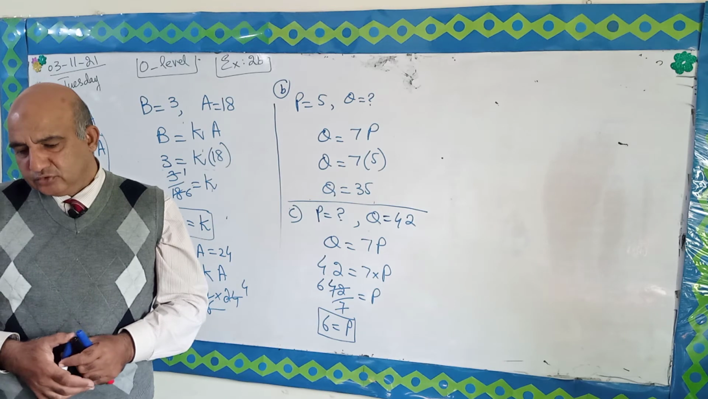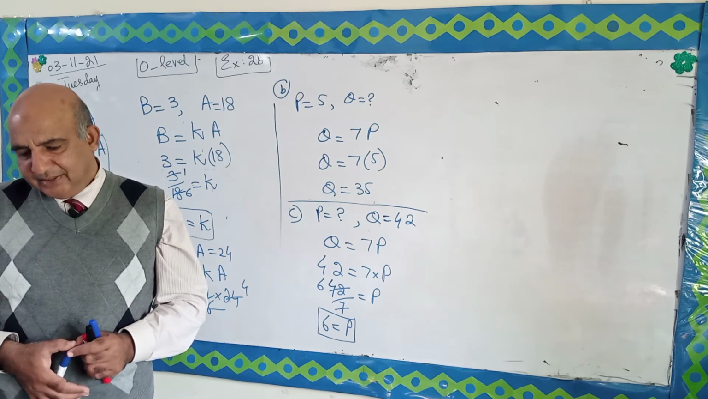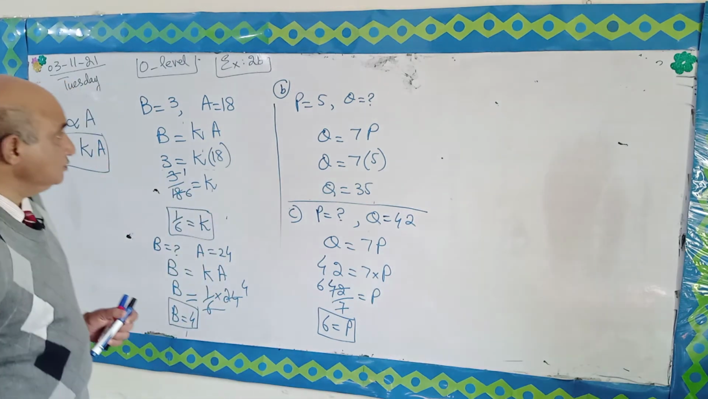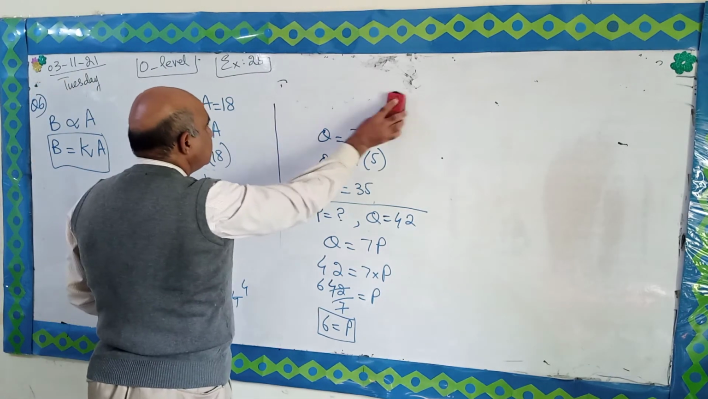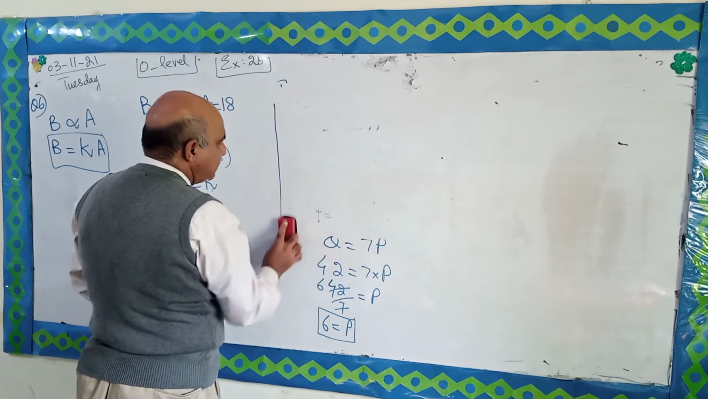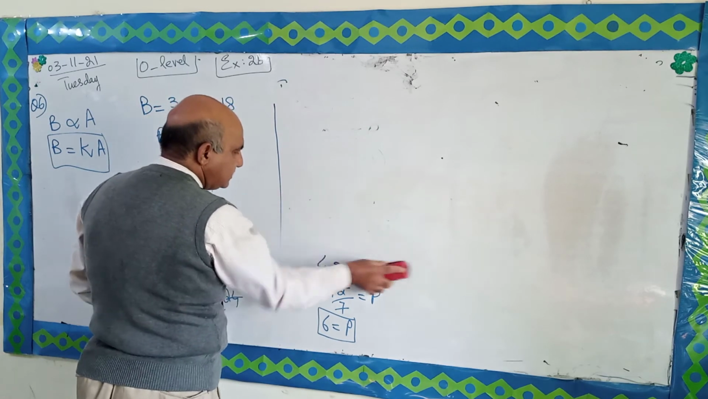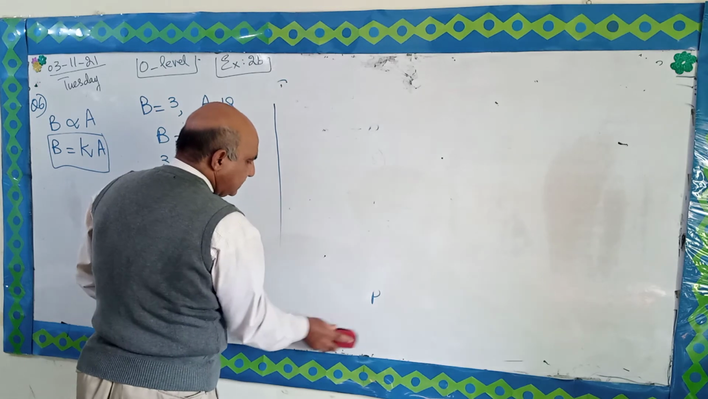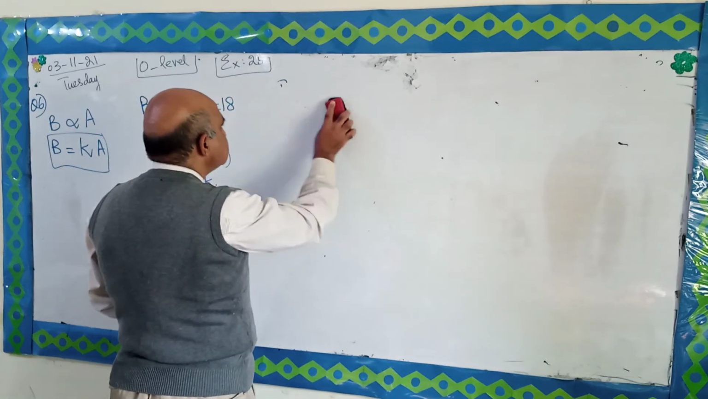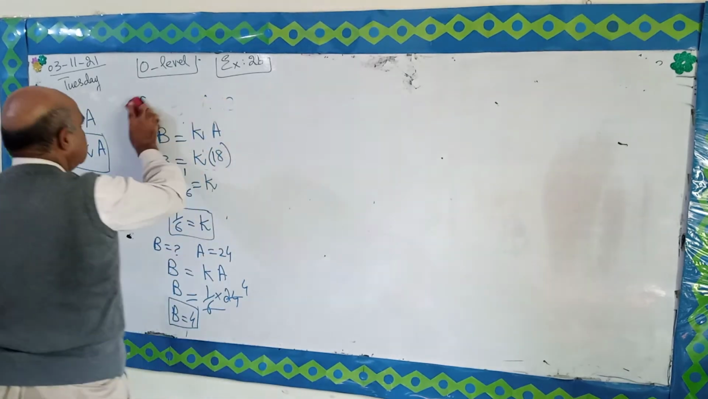Now I'm going to solve question number 7 part 1. In question number 7 part 1, the table is given and we have to find the missing values of this table.